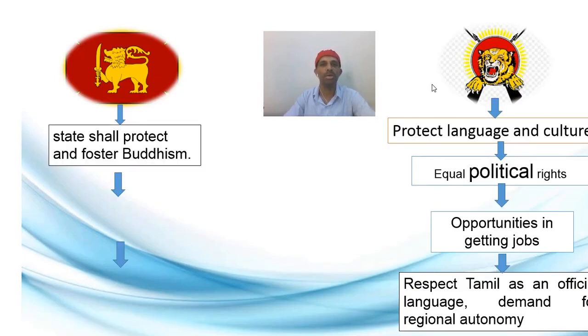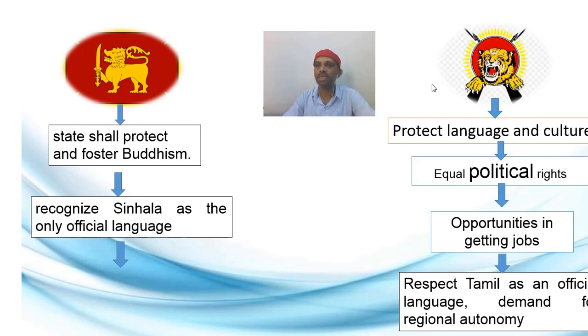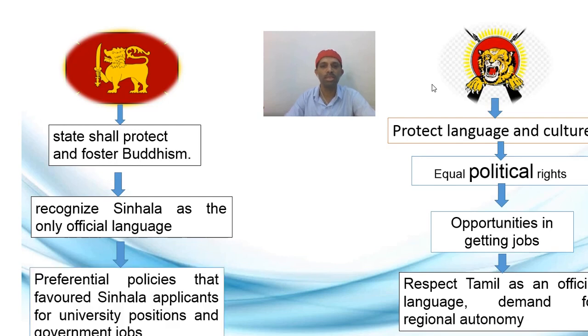Instead, what did they do? They tried to promote and protect one religion, that is the majority religion, Buddhism. Instead of respecting Tamil culture and the Tamil language, they started recognizing Sinhala as the official language. Instead of giving better opportunity even to the Tamils, Sinhala is preferred, and they have taken policies to prefer and support Sinhala applicants for various government jobs and various university positions.